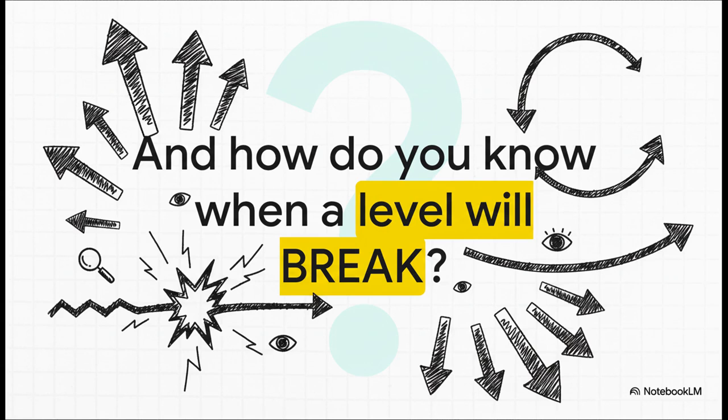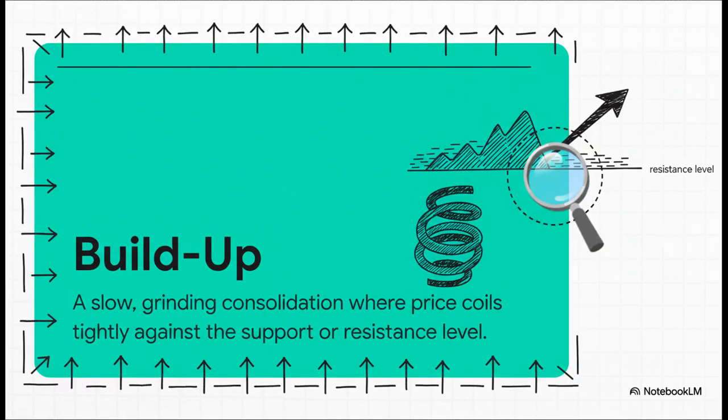And here's the trick. It's the complete and total opposite of a power move. This time you're looking for a buildup. This happens when the price moves towards a level and then just stalls out. It grinds sideways, coiling up like a spring right against that barrier. It's not being rejected, it's being accepted. And this consolidation is a classic sign that pressure is building up for an explosive breakout.